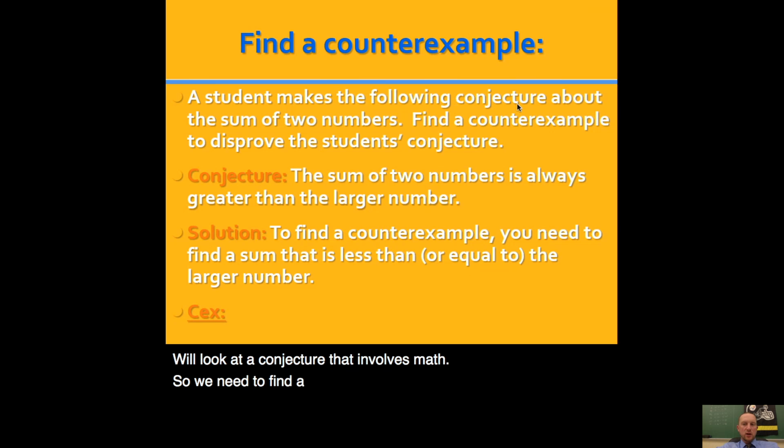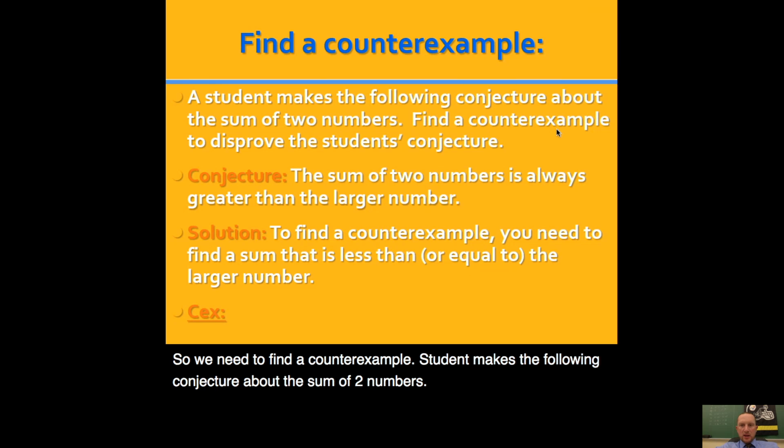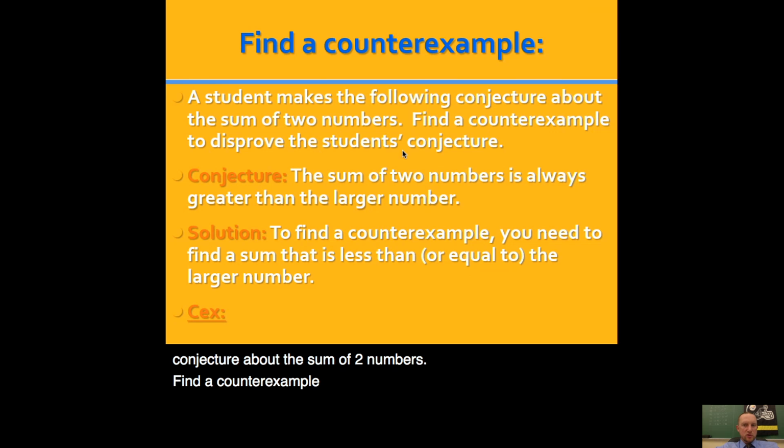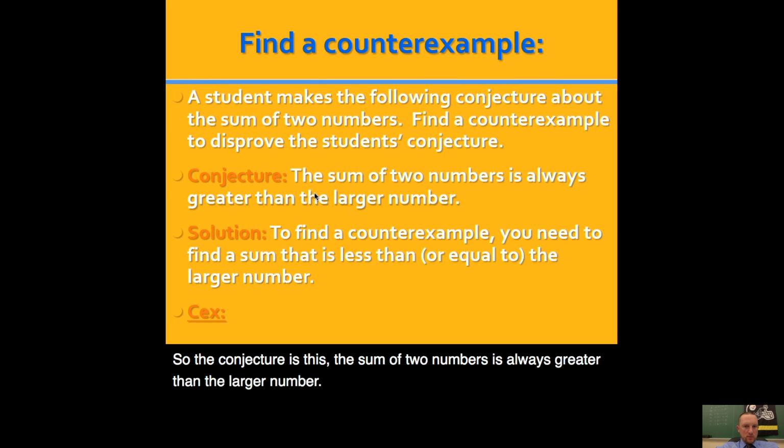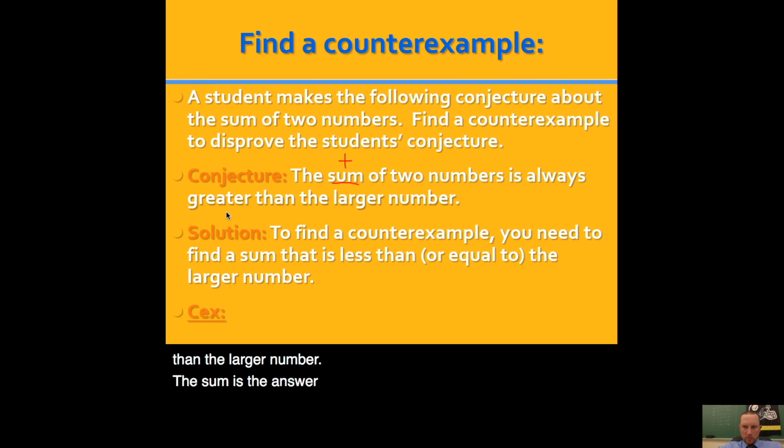A student makes the following conjecture about the sum of two numbers. Find a counterexample to disprove the student's conjecture. So the conjecture is this. The sum of two numbers is always greater than the larger number. The sum is the answer to an addition problem. You need to take two numbers and add them.